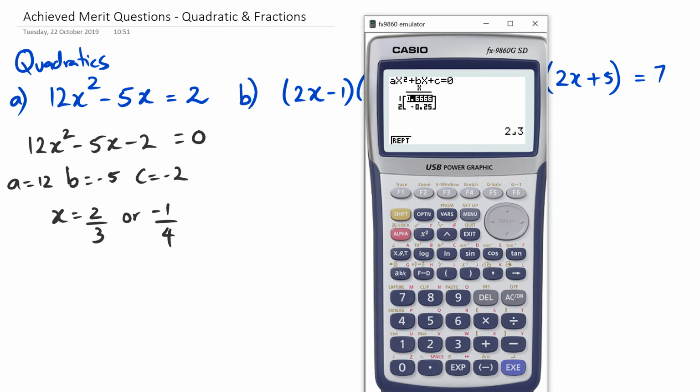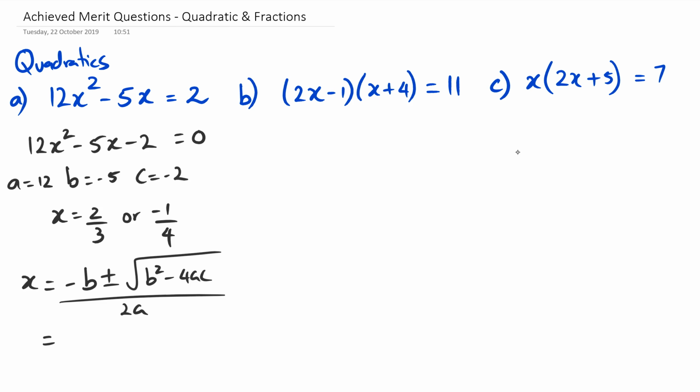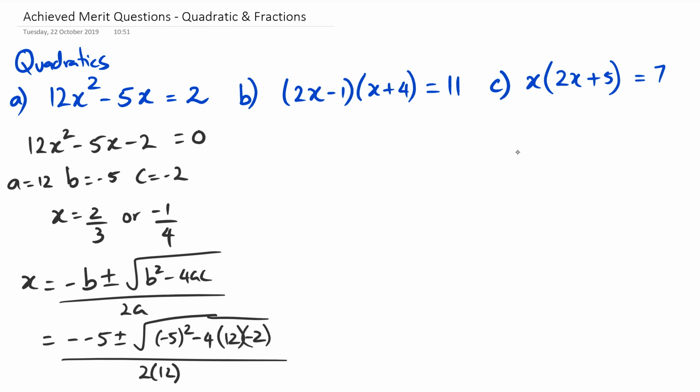So if you have a graphics calculator, it spits out the answer straight away. But I ended up using the fraction there, which is 2/3, which shows in the right corner. So if you don't have a graphics calculator, not a problem. Just do this with the quadratic formula. So you've got x equals minus b plus or minus the square root of b squared minus 4ac, over 2a. Yes, it takes a bit of time, but you're still going to be on the right track. So negative 5, so minus b is 5, plus or minus the square root of negative 5 squared minus 4 times 12 times negative 2. And all of that is over 2 times 12.